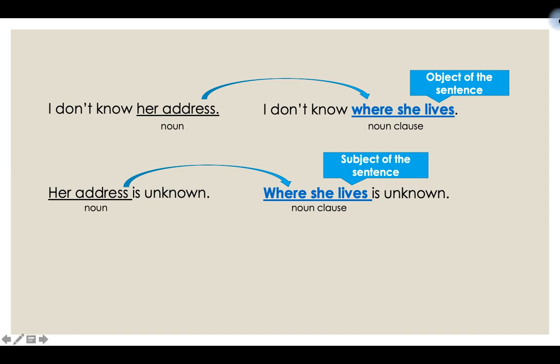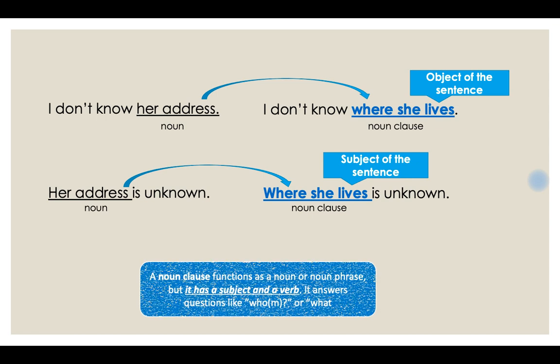So you can see that noun clauses can be used as objects or as subjects of the sentence. There are a few more functions of noun clauses, and we will look at them a bit later. And now, what is a noun clause? Basically, a noun clause functions as a noun or a noun phrase, but it has a subject and a verb. It answers questions like who, whom, or what. So that's why we call these parts noun clauses, because they function like nouns or noun phrases.